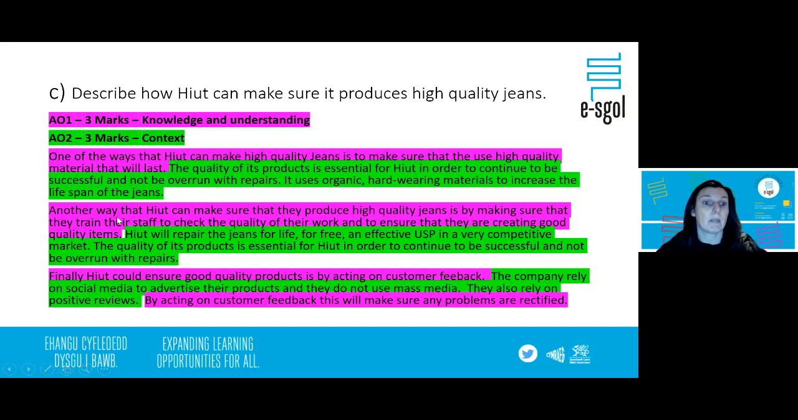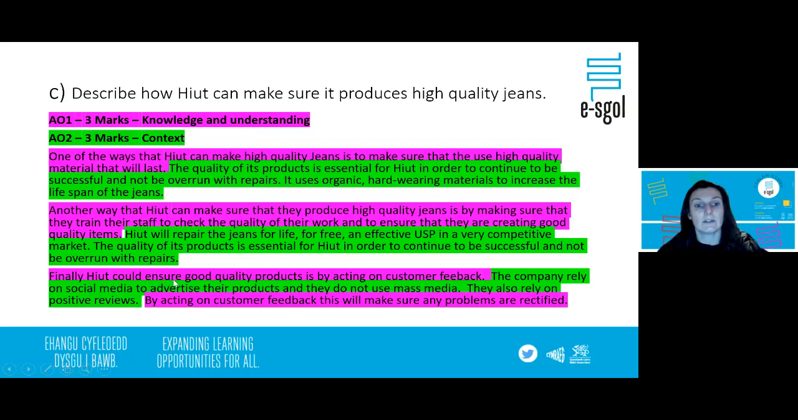which is your AO2. Another way that Hyatt can make sure that they produce high quality jeans is by making sure that they train their staff to check the quality of the work and to ensure that they are creating good quality items. And again, looking at taking bits out of the case study: Hyatt repair jeans for life for free and effective USP in a very competitive market. The quality of its products is essential for Hyatt in order to continue to be successful, and again, not to be overrun with repairs. So again, I've taken that bit out to add those contexts.